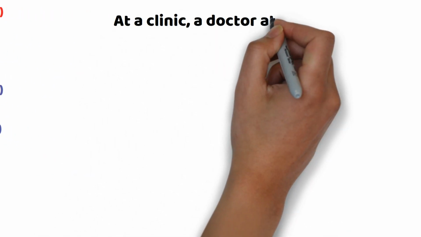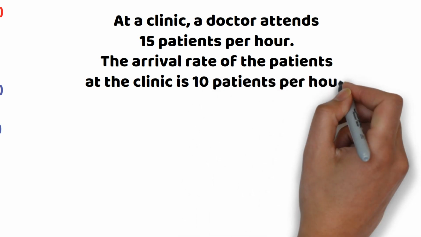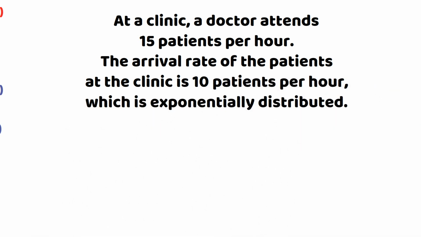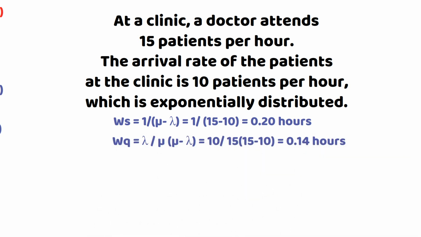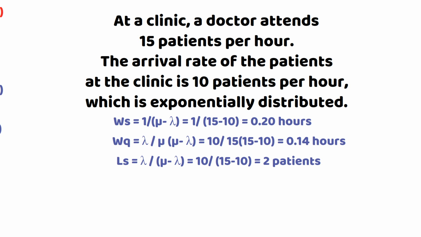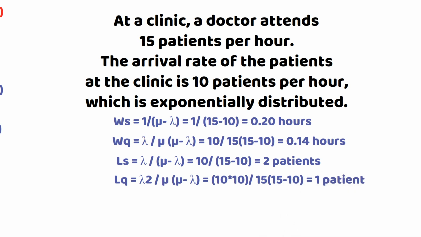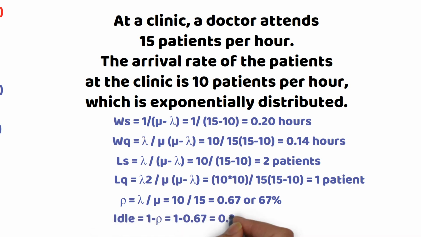At a clinic, a doctor attends 15 patients per hour. The arrival rate of the patients at the clinic is 10 patients per hour, which is exponentially distributed. The expected waiting time per patient in the system would be 0.20 hours. The expected waiting time per patient in the queue would be 0.14 hours. The expected number of patients in the system at any time would be 2 patients. The expected number of patients in the queue at any time would be 1 patient. The degree of utilization of the system or traffic intensity would be 0.67 or 67%. The probability that the system would be idle is 0.33 or 33%.